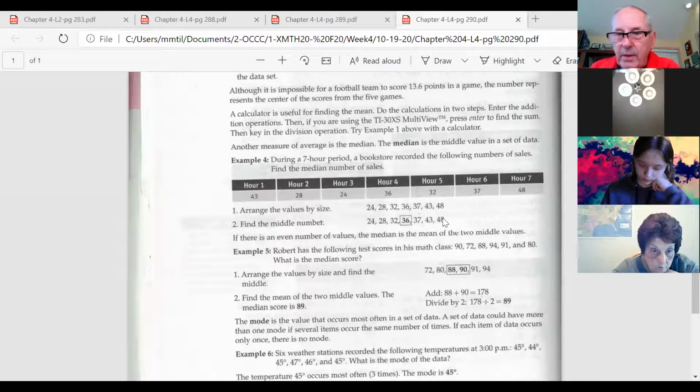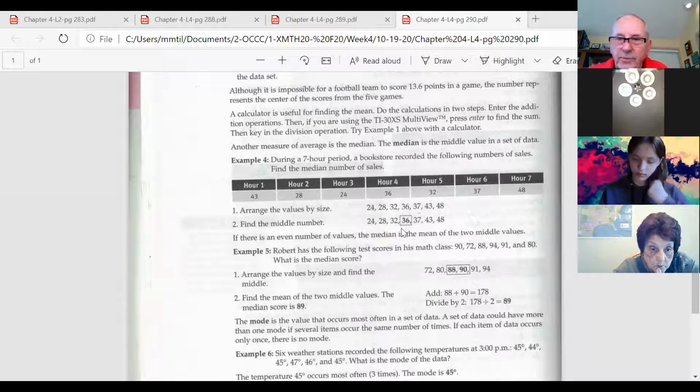put them in order, lowest to highest. Usually with any data set, that's the first thing you want to do: order them from lowest to highest. That's what you've done here. And the median is the middle data point. If you have an odd number of data points, you just find that middle one. In this particular case, it would be 36.